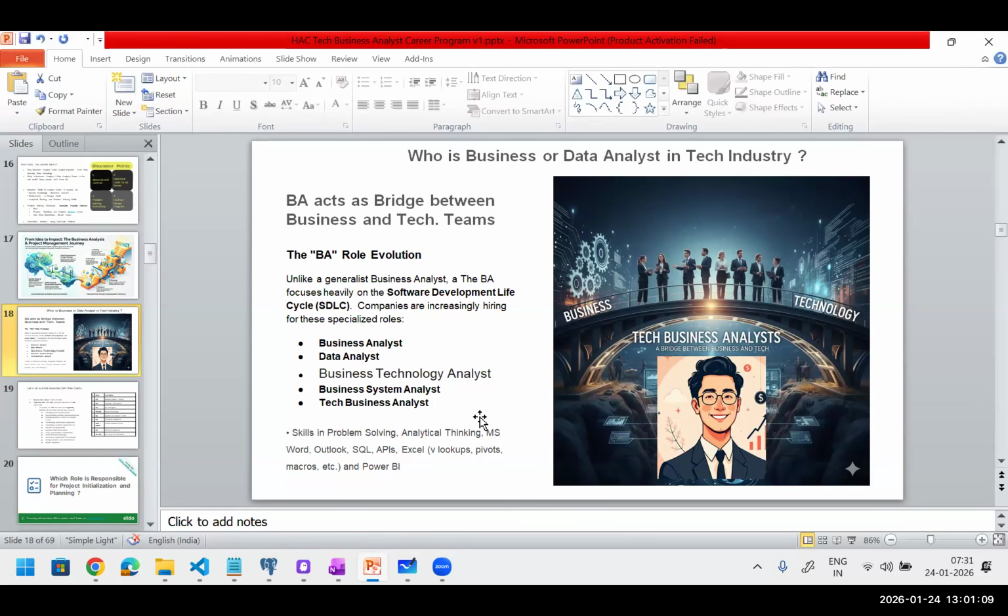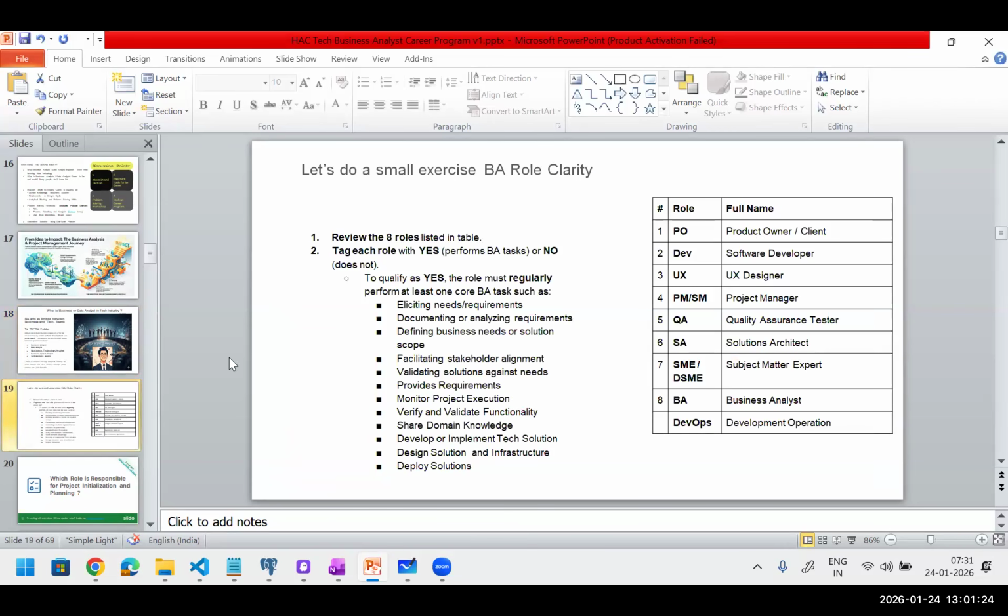Okay, the skills they are looking for are problem solving, analytical thinking, and some skills like SQL and APIs, application programming interfaces. Those are on the tech side. These are a few things they are looking for. Okay, maybe I thought I'll give you an exercise.